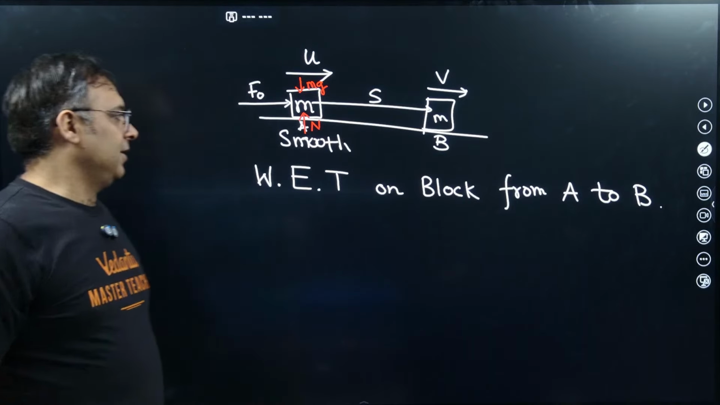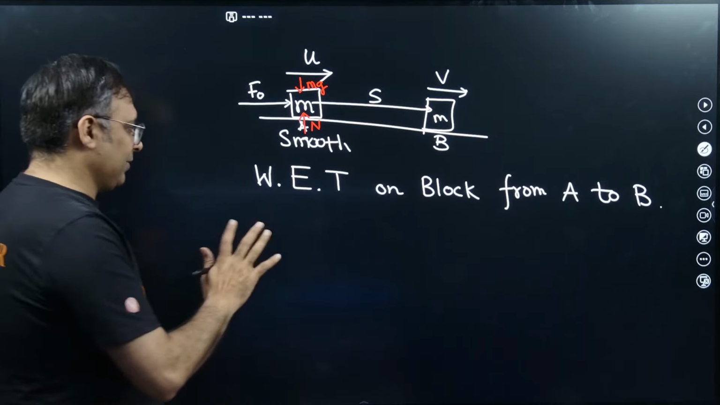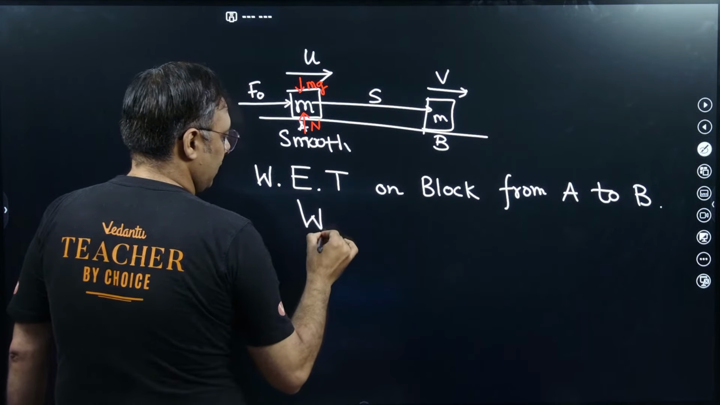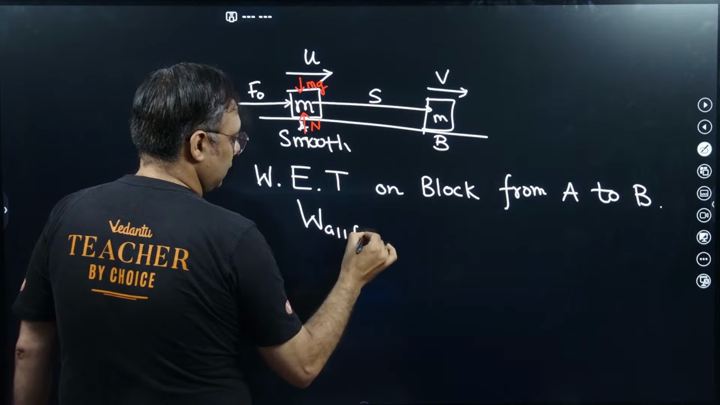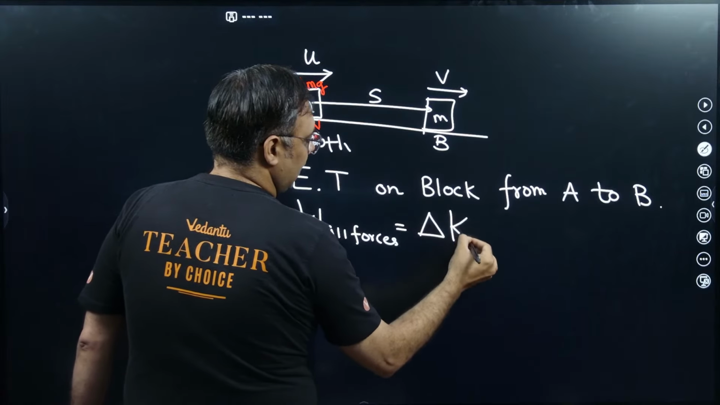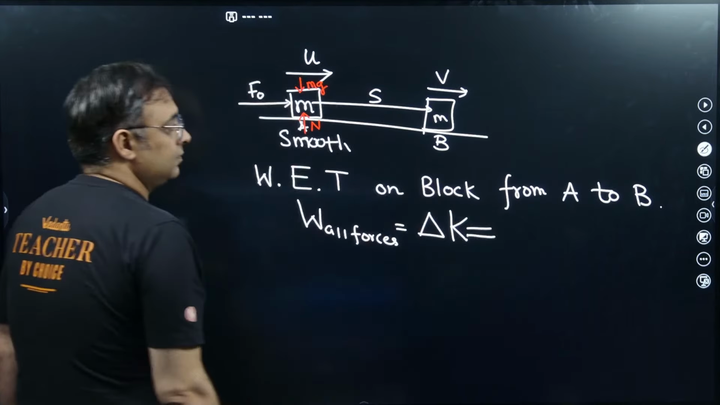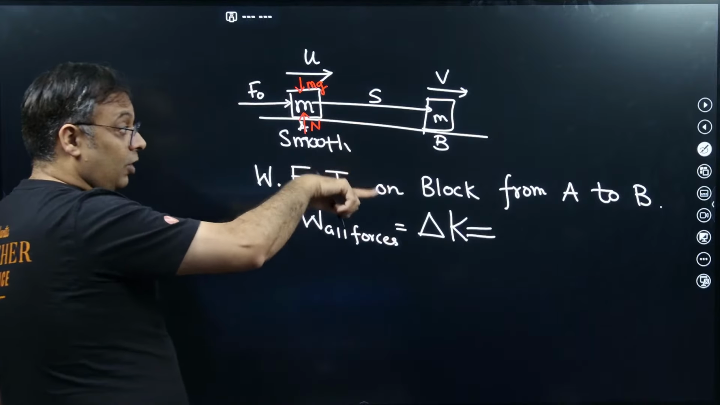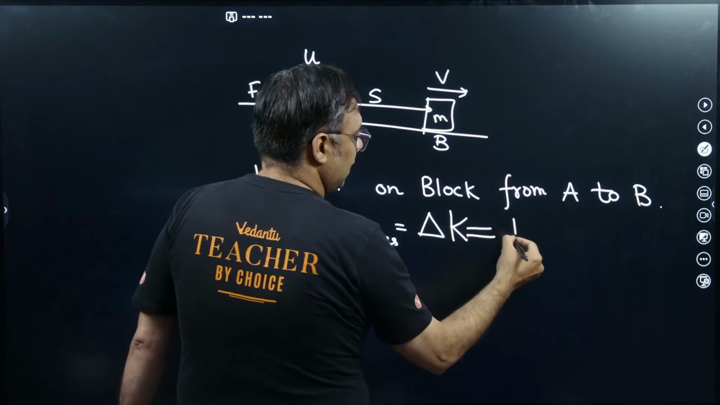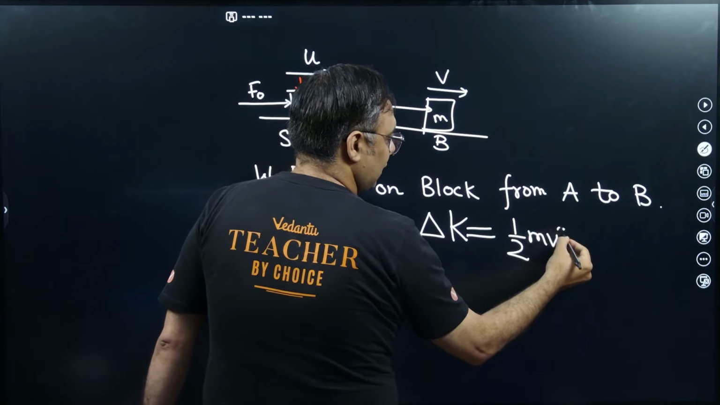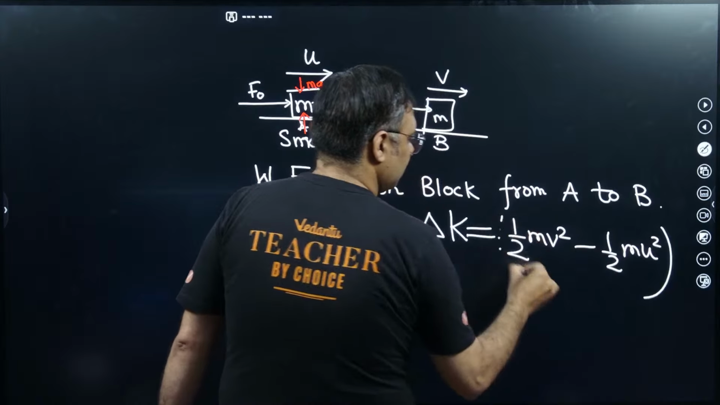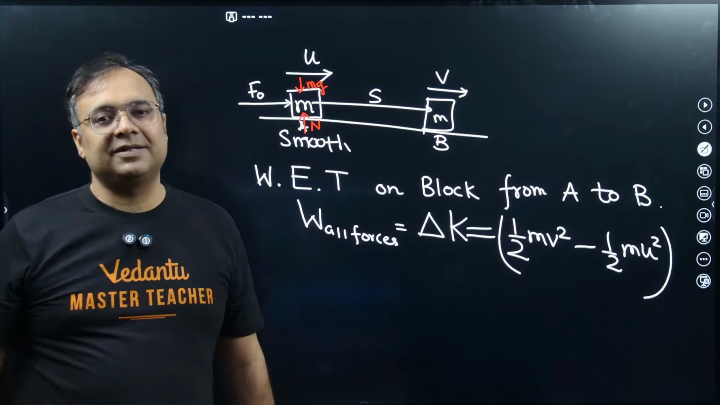Now let us apply. I am writing: work done by all forces is equal to change in kinetic energy of the block. Because I am applying this theorem on the block, be very clear. So I am writing half mv square, which is the final, minus half mu square, which is the initial. So K final minus K initial, that is the right hand side.